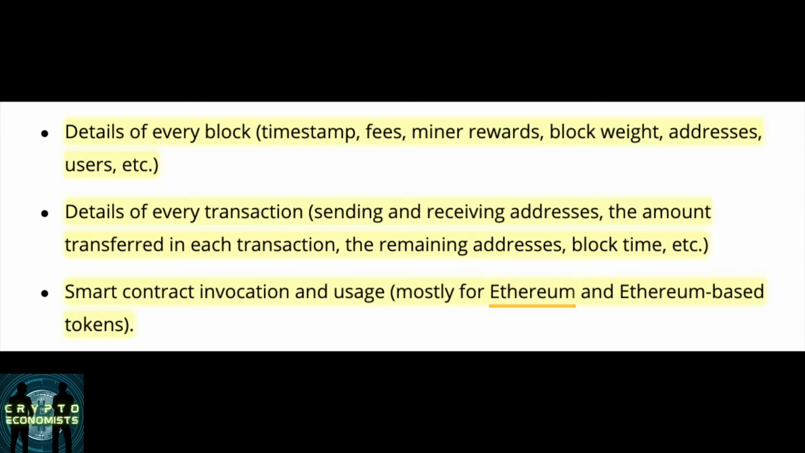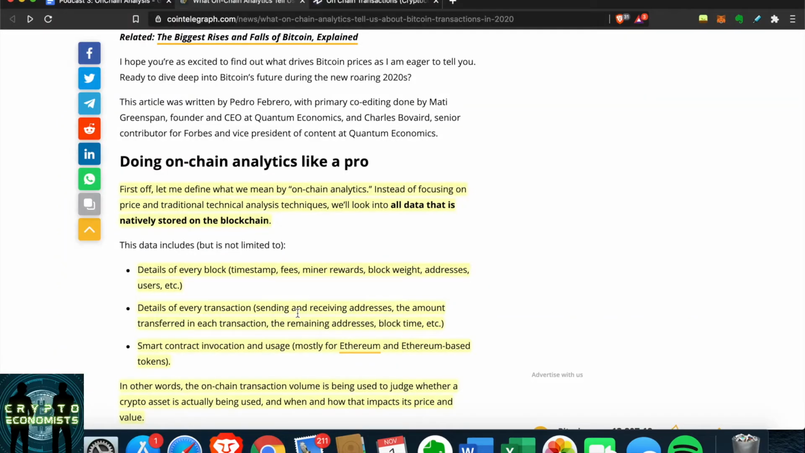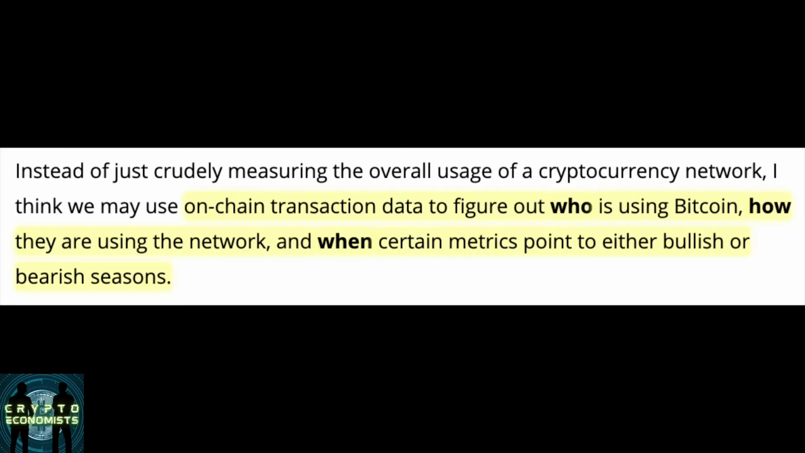So the on-chain analysis gives us the volume that is being used to judge whether a crypto asset is actually being used, and when and how it impacts its price and value. It figures out who is using Bitcoin, how they're using the network, and when certain metrics point to either bullish or bearish seasons within the space.